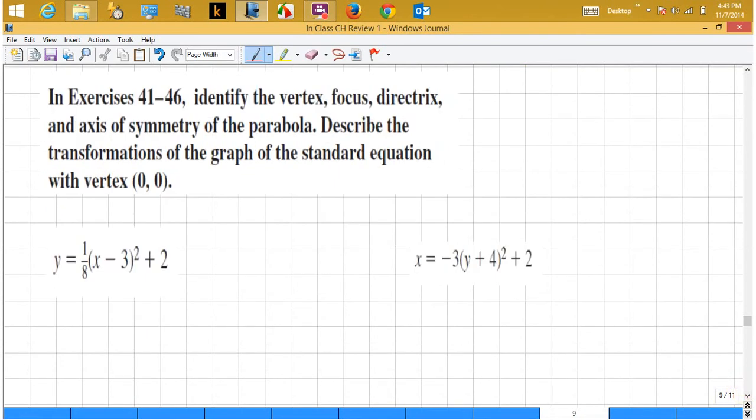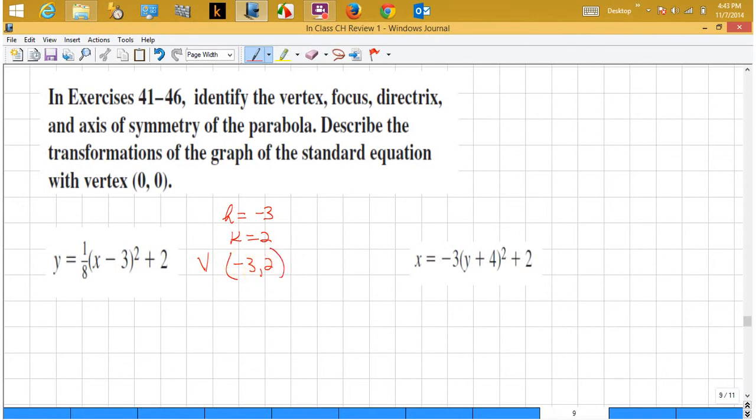Okay, identify the vertex, focus, directrix, and axis of symmetry of the parabola. So what we would have here is h is equal to a negative 3, k is equal to 2. So my vertex of this parabola is going to be equal to a negative 3, 2.